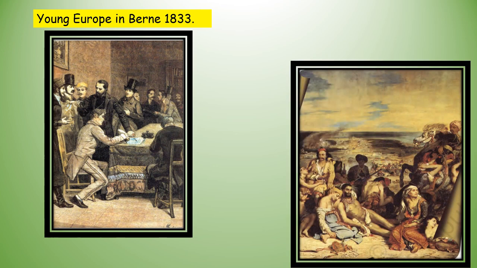Now let's look at the next picture. This picture is about people on an island who are suffering. What is the painter trying to tell us? What is this incident? Well, this is the massacre at Chios. This picture was painted by Eugène Delacroix in the year 1824. Through his painting, he is trying to tell the people throughout the world how the Greeks were killed by the Turks on the island of Chios.